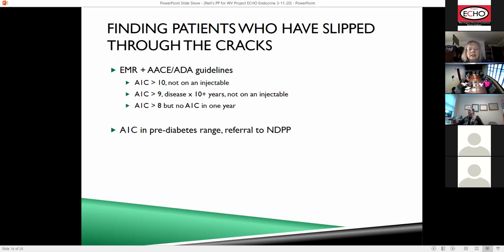These are just ideas if you're trying to find people that are at most risk for complications, and you might start with the higher end of A1Cs. You could also start the lower end and find patients who are in the pre-diabetes range and then refer them to a national diabetes prevention program. So there's ways to find these patients without waiting for them to come back in. So next slide, please.